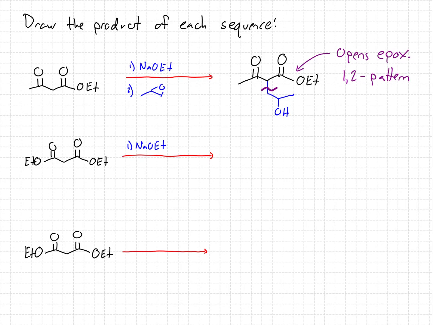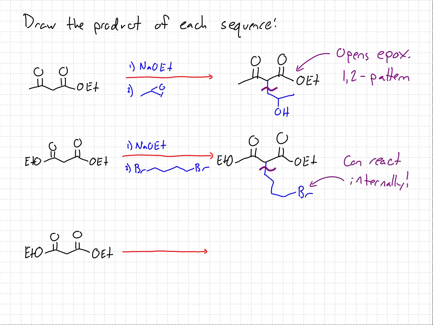In the second reaction, we would treat diethyl malonate with sodium ethoxide followed by this electrophile to form this haloalkane product. Notice here that this thing can react internally, which means that we're going to expect a ring in the second part of this process. Finally, for the third example, we alkylate it once with a methyl group and a second time with an ethyl group to produce this product.